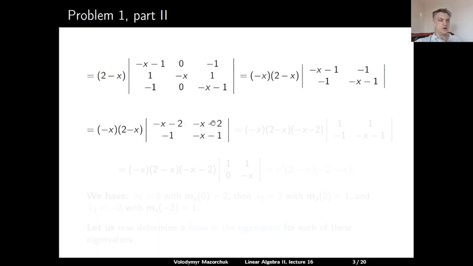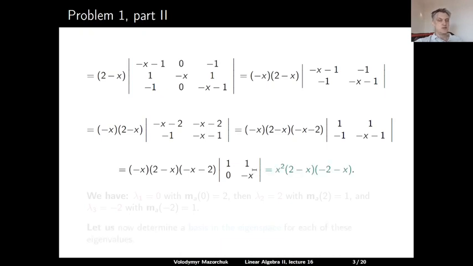So we again move out the common factor minus x minus 2 from the first row. We get minus x times 2 minus x times minus x minus 2 times the determinant 1, 1, minus 1, minus x minus 1. So we add row 1 to row 2 to make it 1, 1, 0, minus x, and this determinant becomes minus x. Now when we put everything together, we get that the determinant of the original matrix is x squared times 2 minus x times minus 2 minus x.